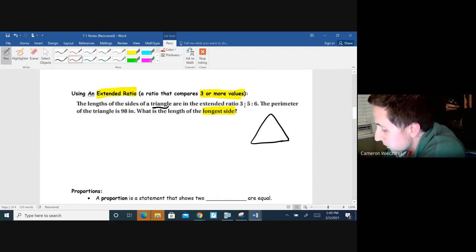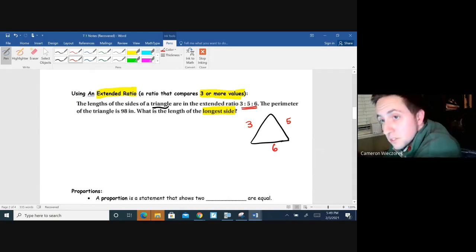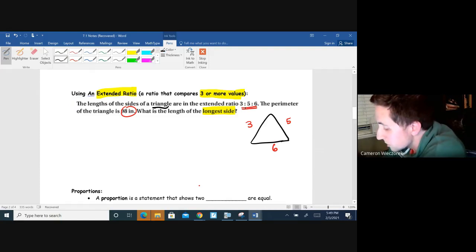One thing I'm going to clarify here. By them telling you the ratio is 3 to 5 to 6, it doesn't mean that the side lengths are 3, 5, and 6. First of all, that doesn't make sense because the perimeter is 98 when you add up the 3 sides. 6 plus 5 plus 3 is 14, not 98. So by them telling you the extended ratio is 3 to 5 to 6, it's a small tweak to what I have written already. It means that one side is a multiple of 3, one side is a multiple of 5, and one side is a multiple of 6.